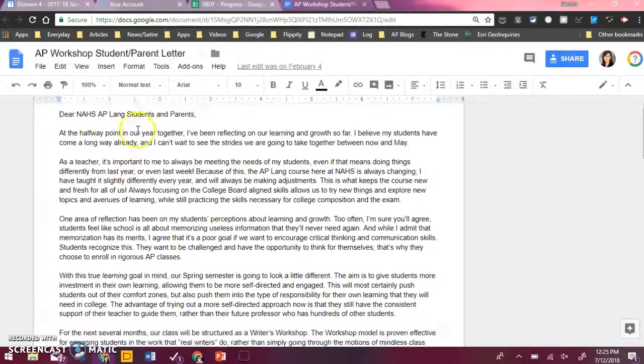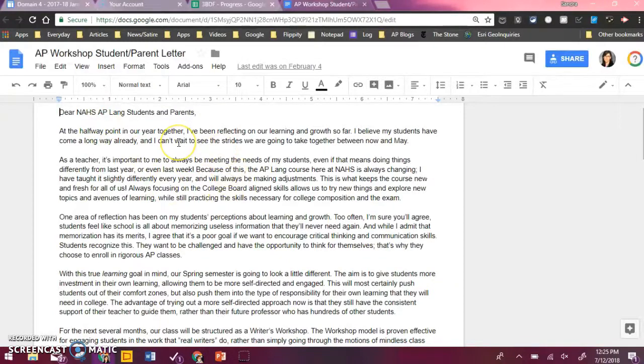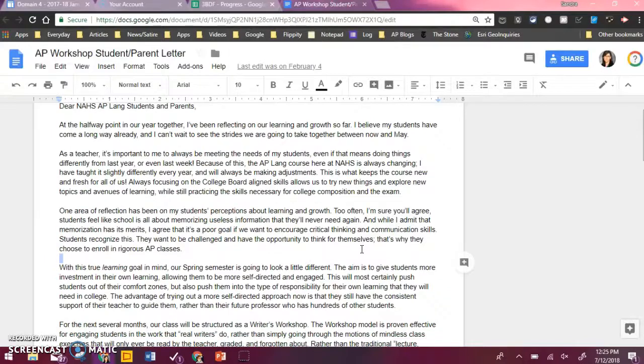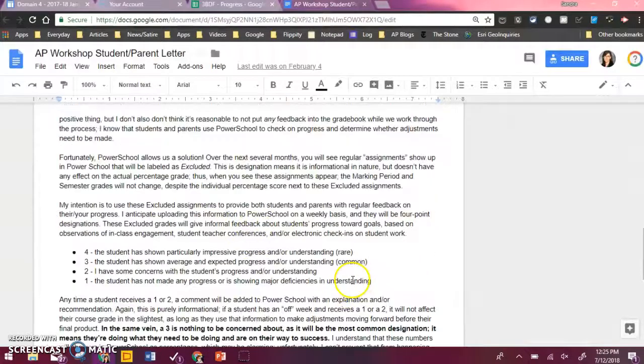I thought it was really important to explain what we were going to be doing, and first of all, the rationale. Why are we doing this workshop? What is workshop? What is the evidence for its effectiveness? And what am I trying to do here? Because I knew that there would probably be a little bit of anxiety about this.